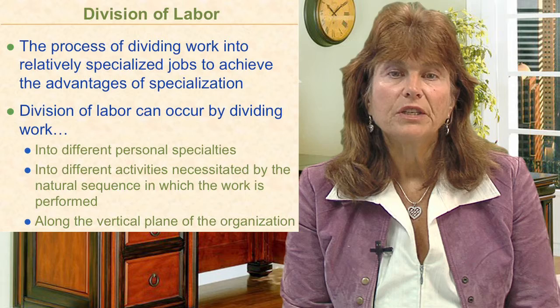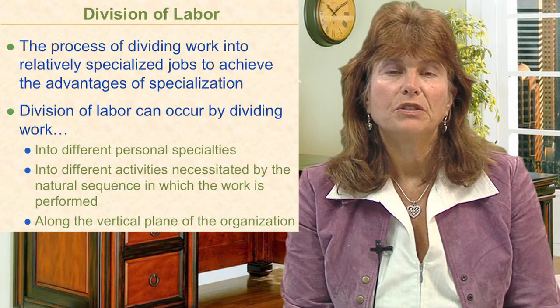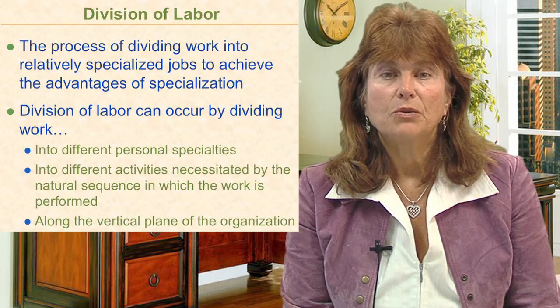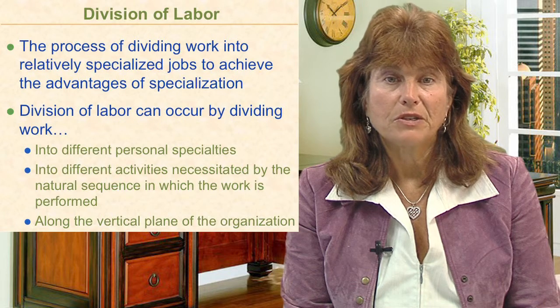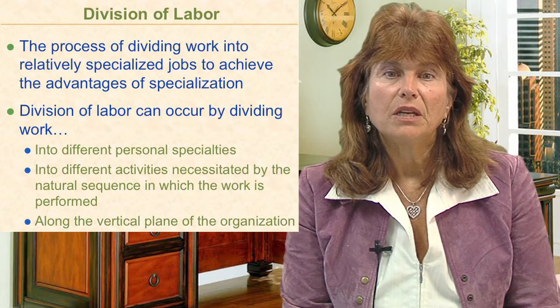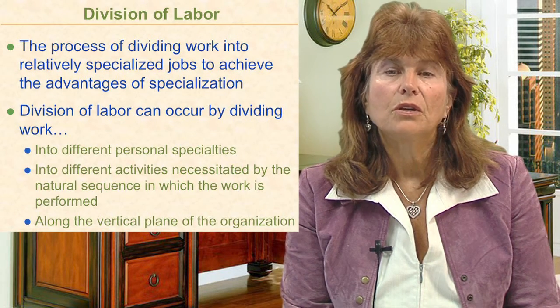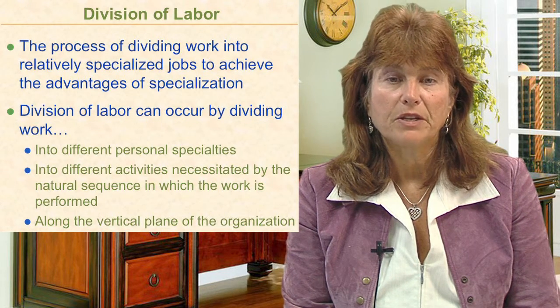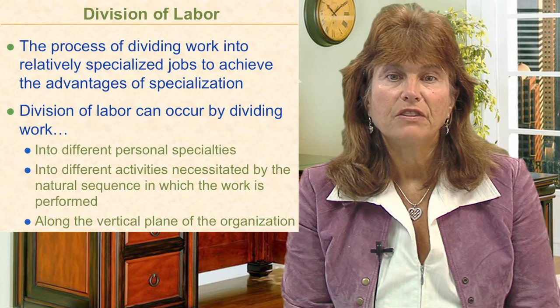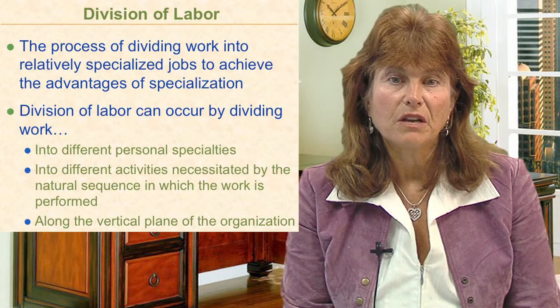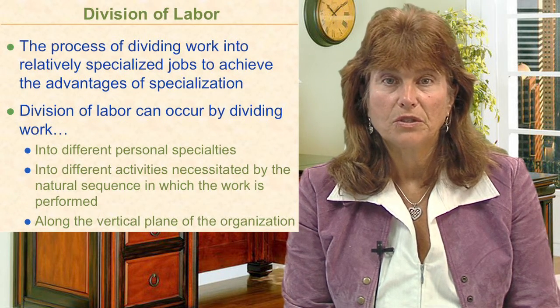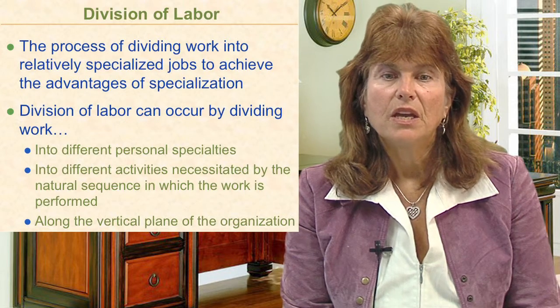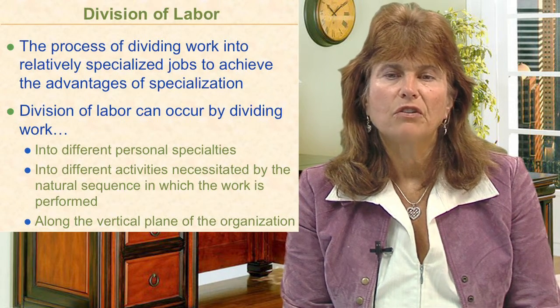When we look at division of labor, we're really talking about how we divide work into different specialized jobs in order to achieve different advantages around specialization. It can occur by dividing work into different specialties. We can look at different activities based on the sequence of work and how it's performed in order to achieve performance outcomes. And it can also be done along what we call a vertical plane of the organization.